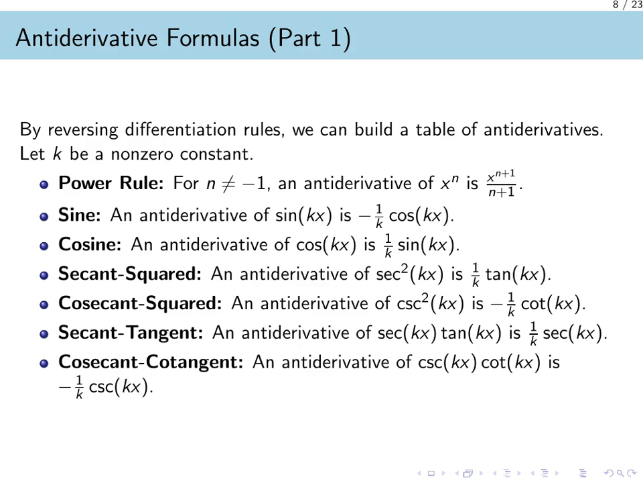The same reverse logic applies to our trigonometric functions. Because we know the derivative of cosine of kx involves sine of kx, it follows that an antiderivative of sine of kx is -1 over k times cosine of kx. This pattern of reversing a known derivative rule is how we find all the other antiderivatives listed here. The key is to see the function as the answer to a differentiation problem you already know.